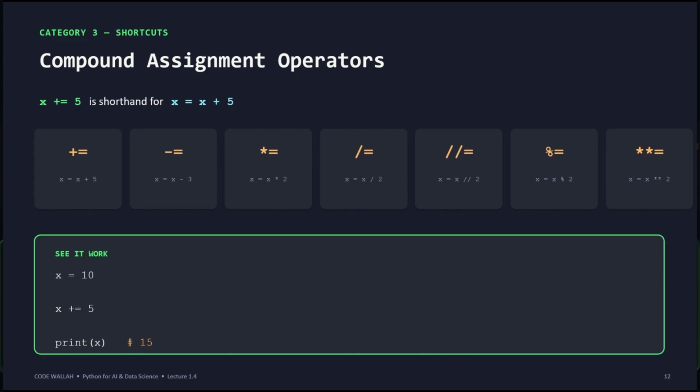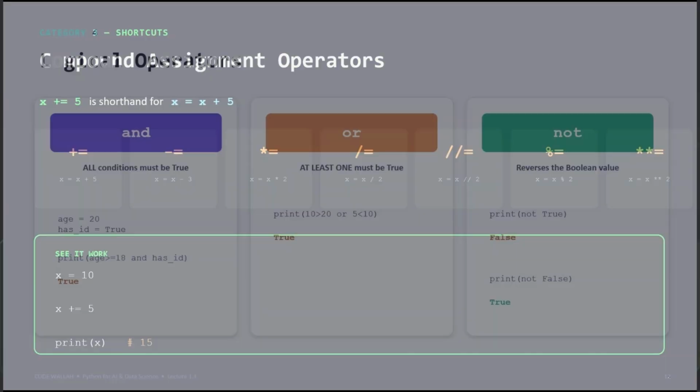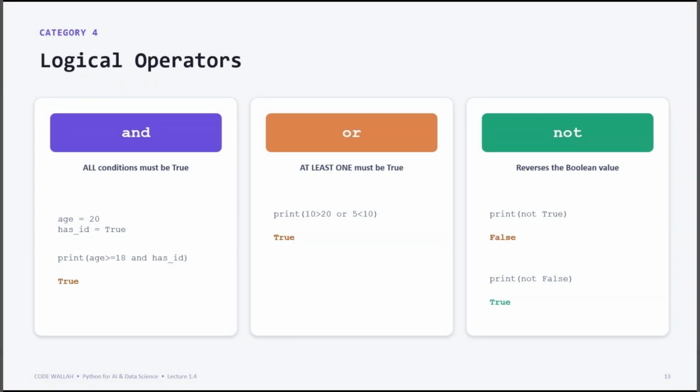12. Logical operators. Now we're moving into a very important part of programming, logical operators. Python has three main logical operators: and, or, not. These are used when we want to combine or modify conditions. And means both conditions must be true.